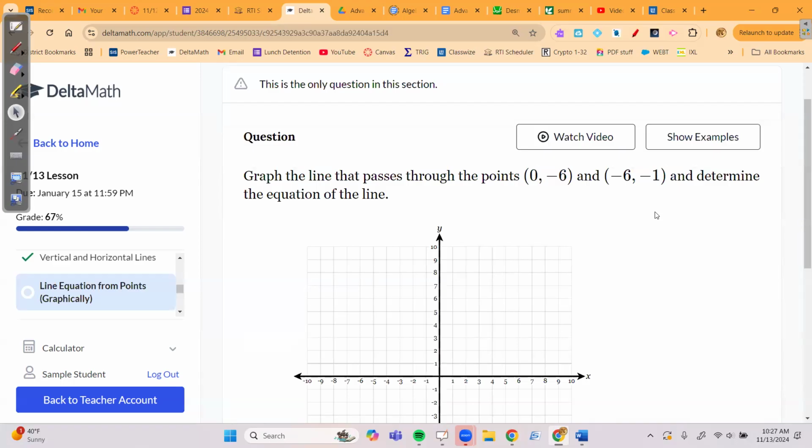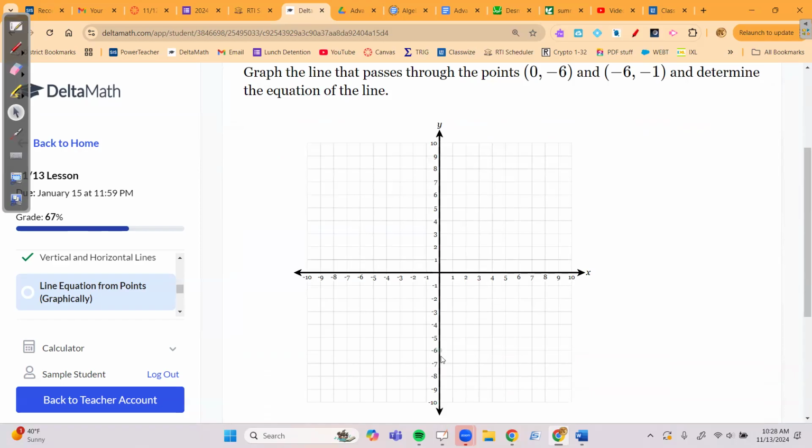How do I get to the point 0, -6? You go down 6 from the board. That's all you do, you go down 6 and click a dot. Boom. The other point up there in the corner you see is -6, -1. How do I get there? Left 6, down 1. Perfectly spoken.